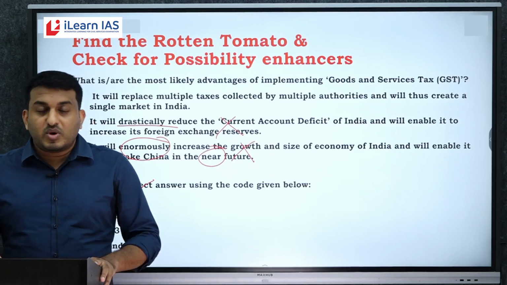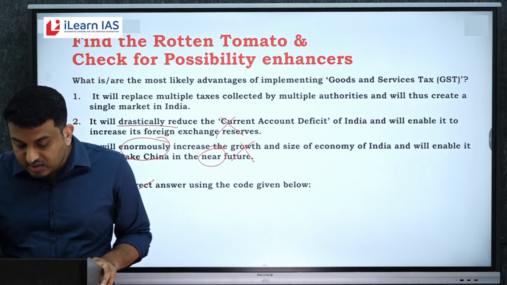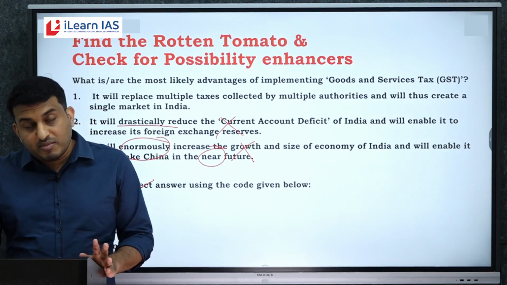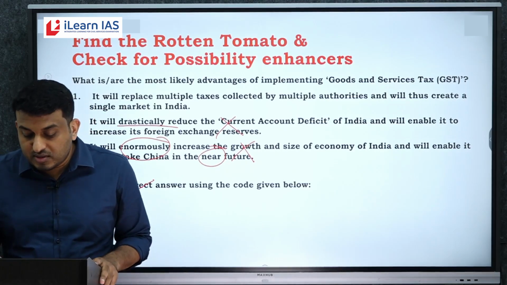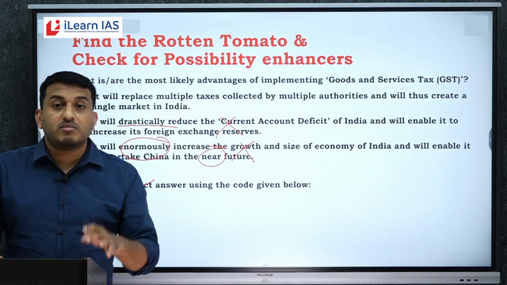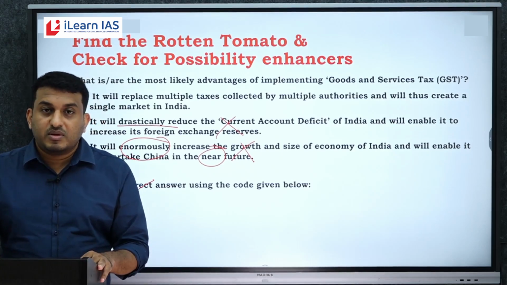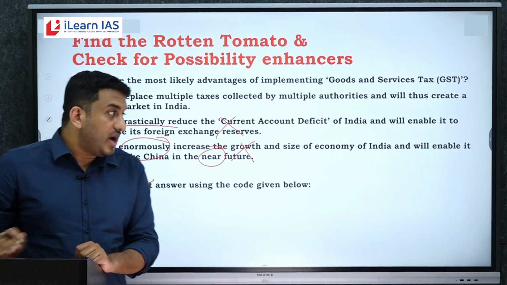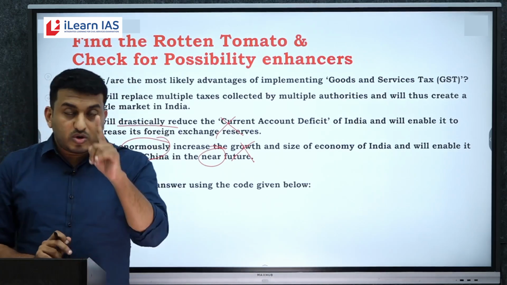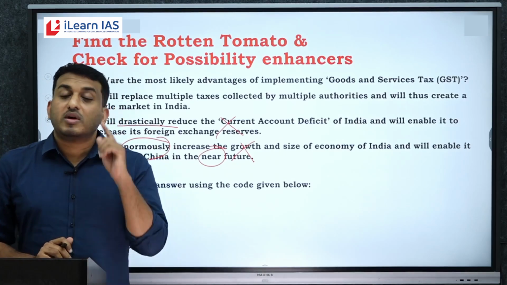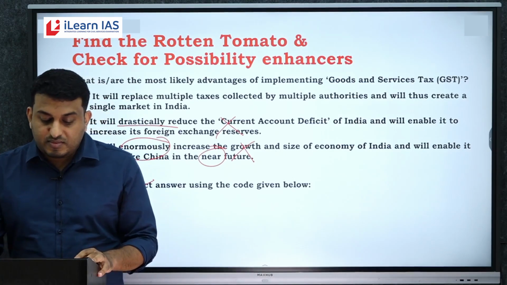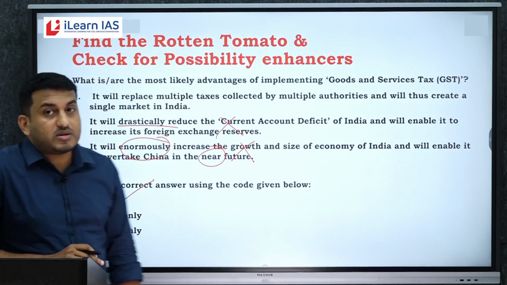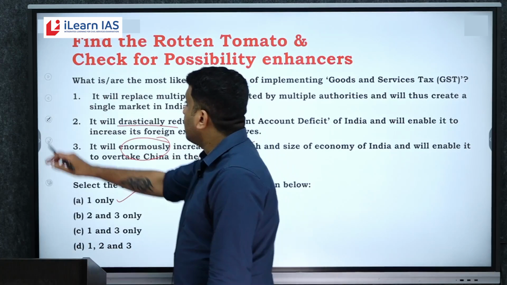Getting it? Sometimes, in some cases because of GST, trade can be better and can have some effect on current account deficit. Then the statement becomes controversial. That is the reason the examiner added the word drastically, to make sure that the statement is wrong in all aspects. Getting it? So the answer is A, 1 only.